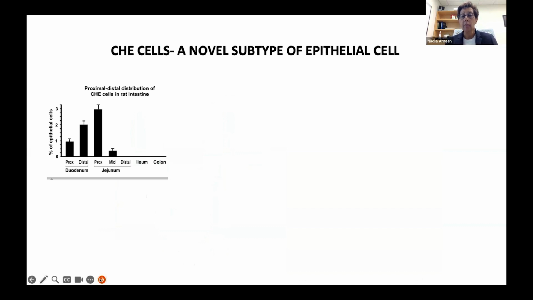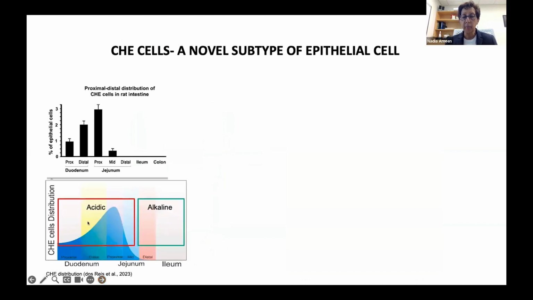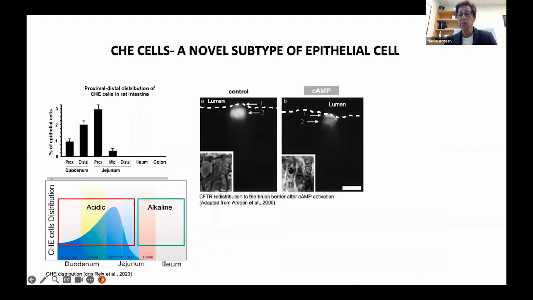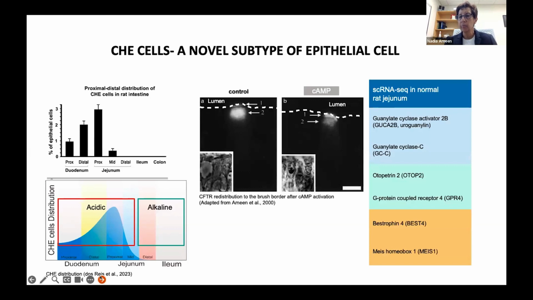epithelial cell. Number one, because of their location in the proximal small intestine, and the fact that this portion of the small intestine is more acidic compared to the lower part of the intestine, which is more alkaline. These cells also respond to secretagogues, including cyclic AMP, where CFTR traffics robustly into the brush border in response to cyclic AMP, and to cyclic GMP, which I also published.